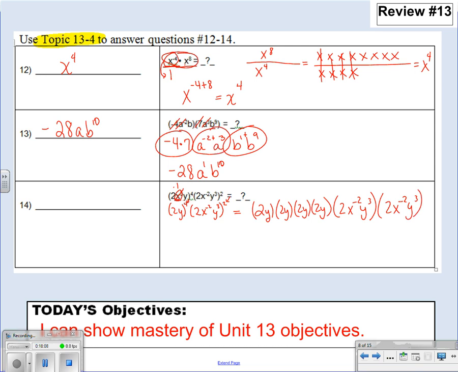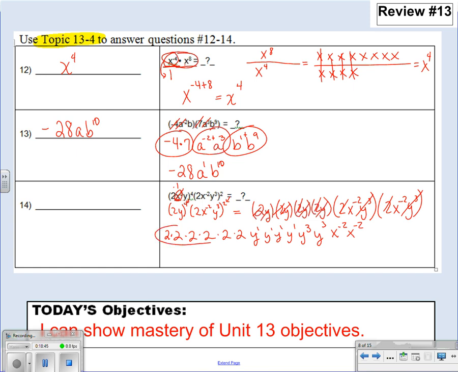Now we'll put all our numbers together: 2 times 2 times 2 times 2 times 2 and times 2. We should have 6 of them. We put our y's together. There's y to the 1 from the first parenthesis, y to the 1 from the second one, y to the 1 from the third one, and y to the 1 from the fourth parenthesis. And then we have y cubed, and then y cubed. We still have some x's, so this is x to the negative 2 and x to the negative 2.